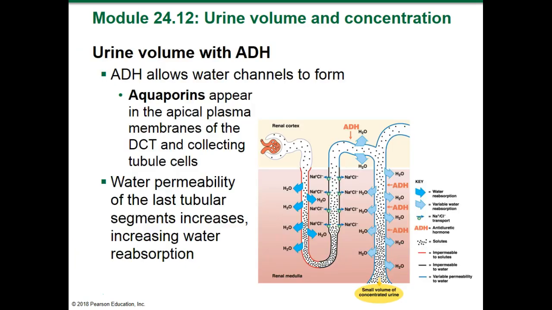Now, if we have ADH, the ADH allows water channels to form. Aquaporins appear in the apical plasma membrane of the distal convoluted tubule and the collecting duct. Water permeability of the last tubular segments will increase, and this increases water reabsorption. So now, if we do have antidiuretic hormone, we can pull water back out of the tubule, and we're going to have a small volume of concentrated urine at the end of it.